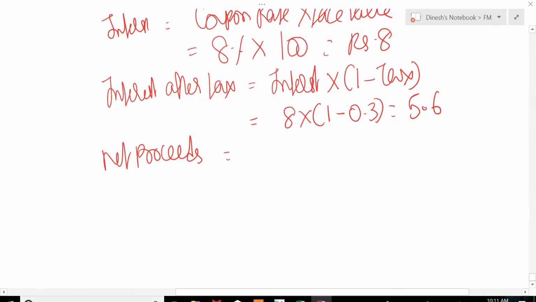So this is issue price minus flotation cost. Sold at what they have mentioned? Par. Par is 100. Flotation cost is not there. Net proceeds is 100.